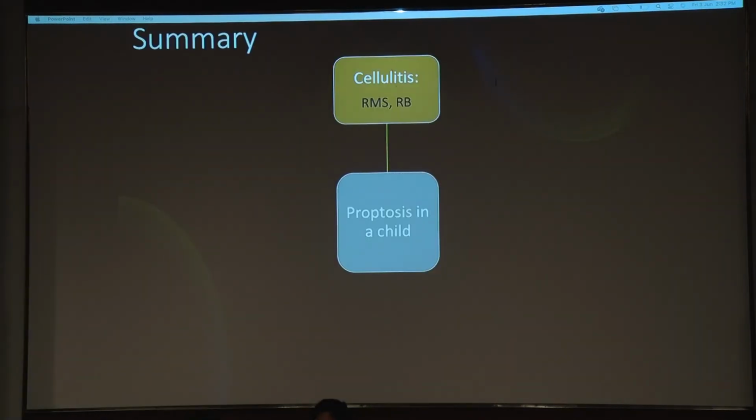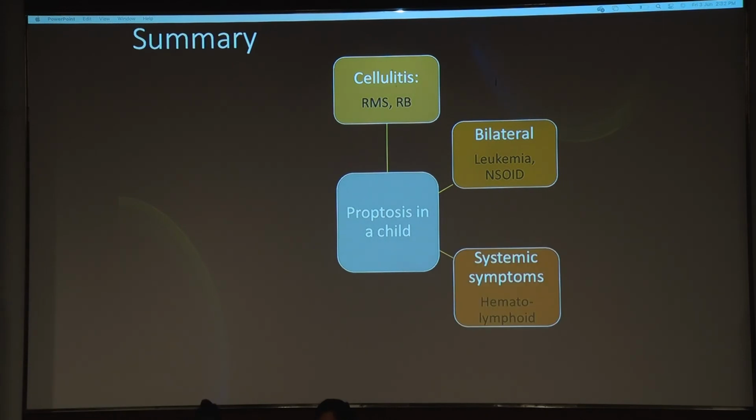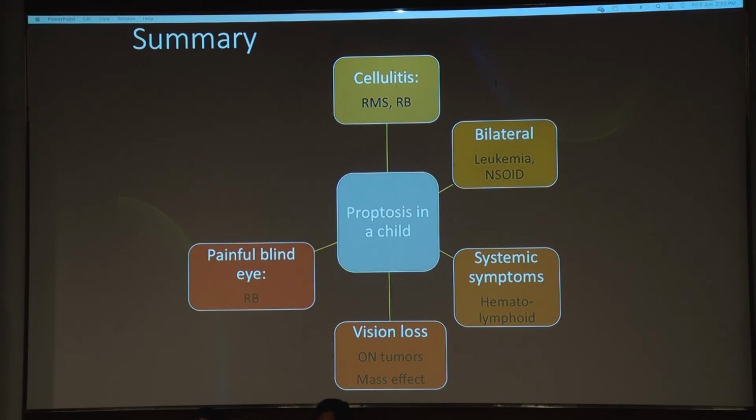So I'll conclude by saying that tumors like RB and rhabdomyosarcoma can present like orbital cellulitis. Bilateral orbital involvement is seen in leukemias and NSOIDs. Systemic symptoms should alarm you for hematolymphoid tumors. Vision loss can be from optic nerve tumors or due to a mass effect. RB can also present as a painful blind eye. And in lytic lesions, think of histiocytosis.